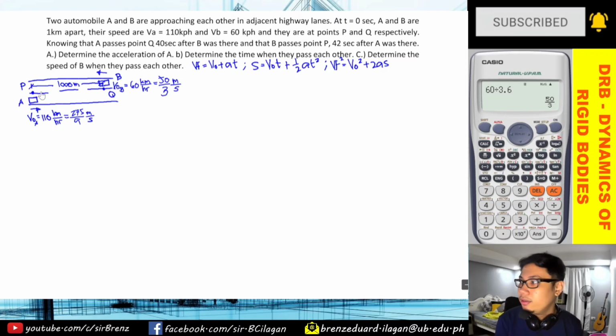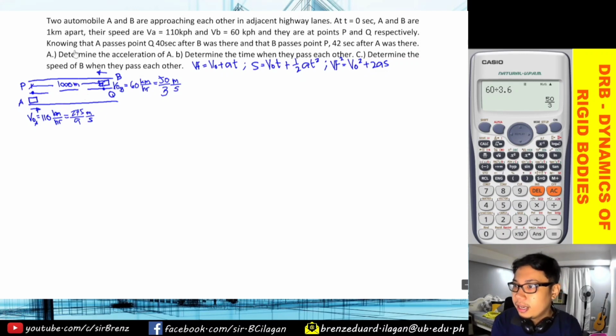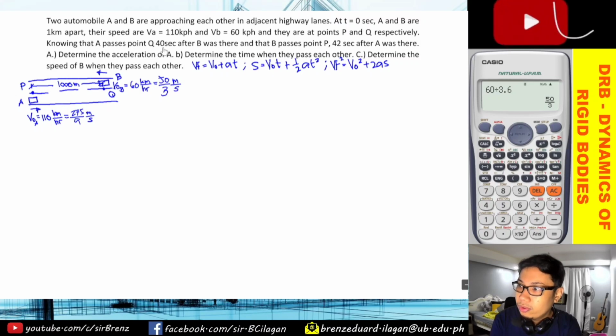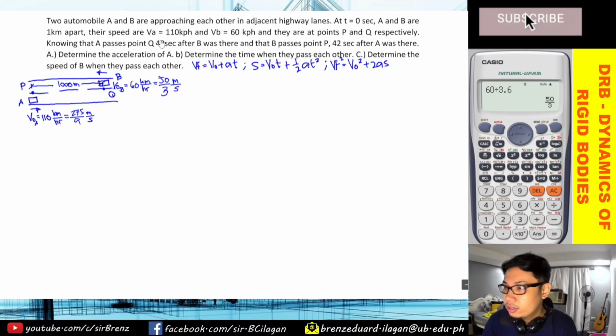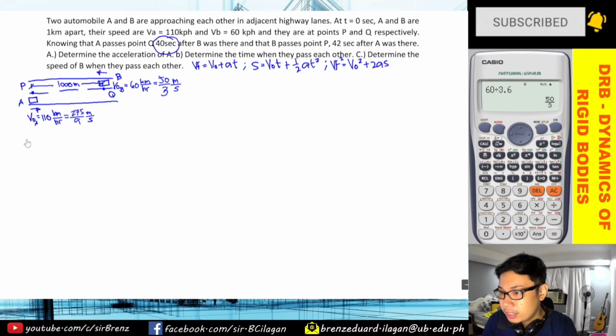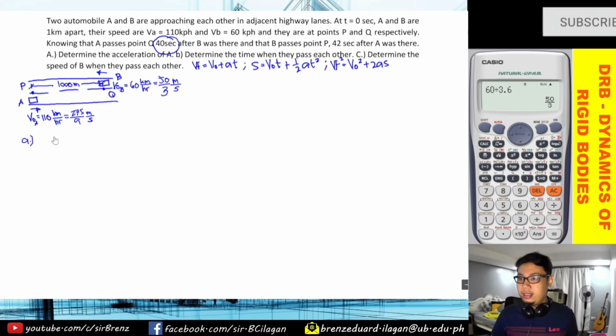Ayan. So, initially, yung car A mo daw passes point Q 40 seconds after. So, knowing this scenario, masosolve natin yung letter A. So, hinahanap nga again is yung acceleration.